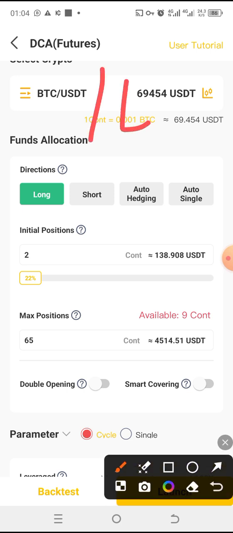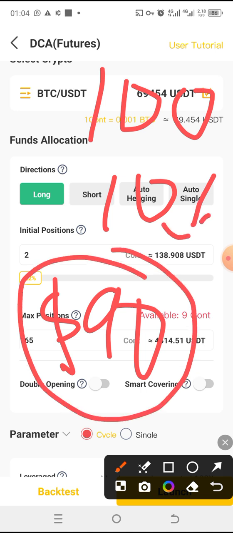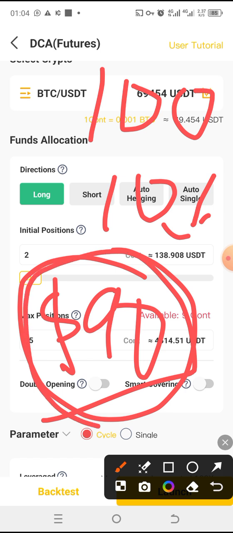For example, I have $100 and I'm trading $10. It remains $90. So when this $10 has been reached, instead of it liquidating, the remaining money will serve as guarantor till it goes very deep and all this money is gone. Until that time, it will not liquidate.